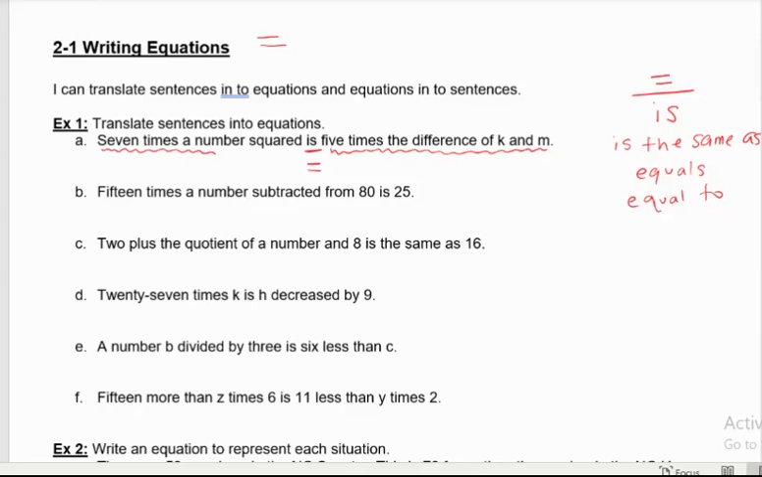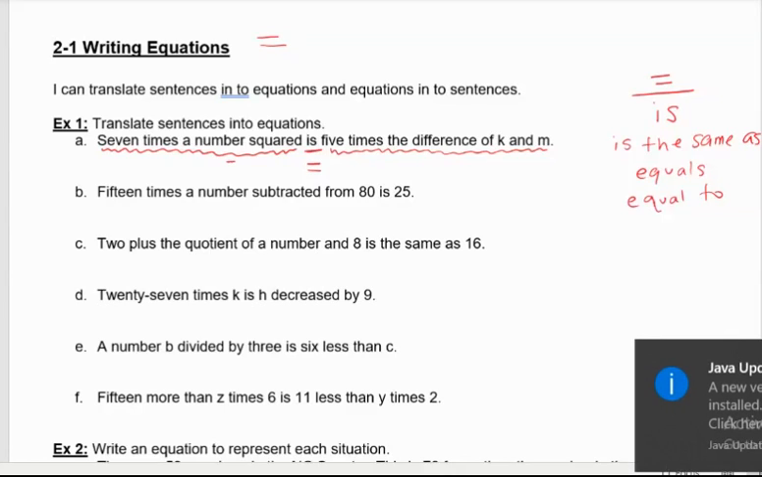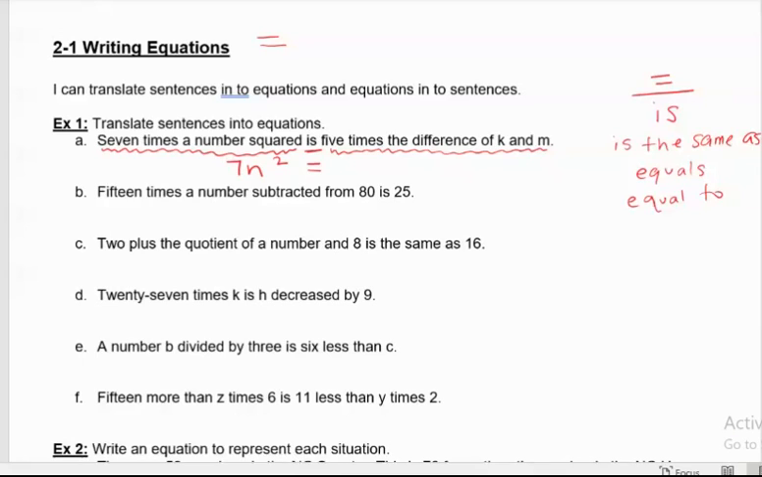Now this is what we've already covered. So 7 times a number squared, I can use any variable. 7 times a number squared, is my equal sign, 5 times the difference of k and m. Times tells me multiplication, difference tells me subtraction inside parentheses. So I have 5 times the difference of k and m. And that's it, that's my equation.